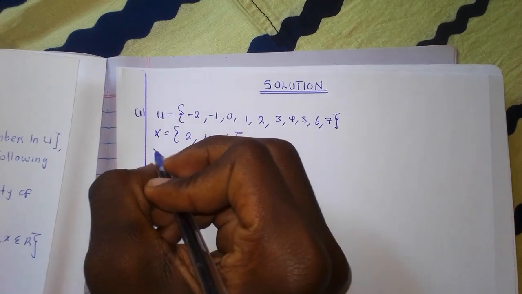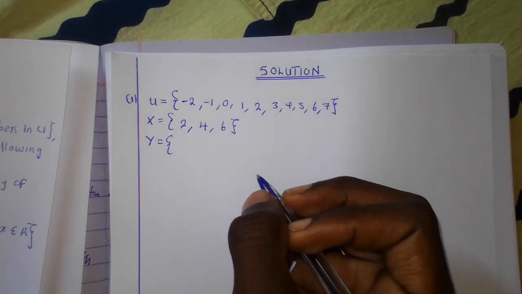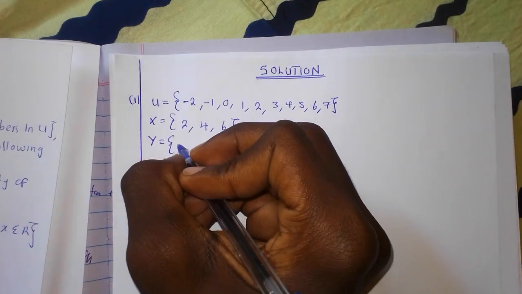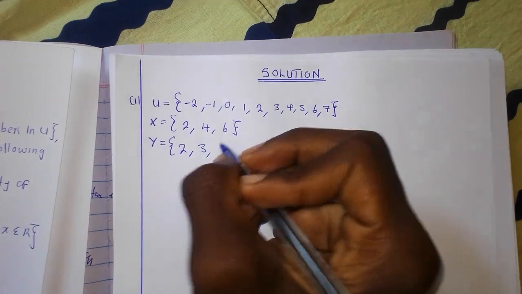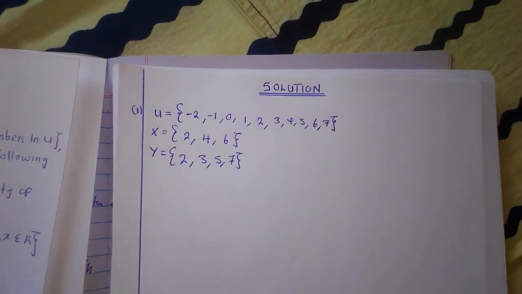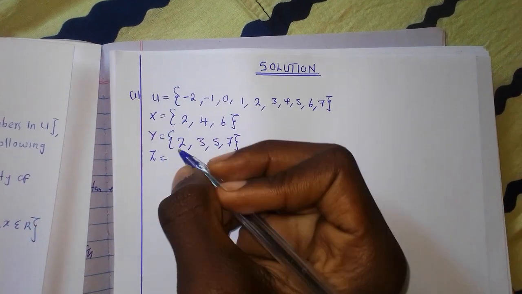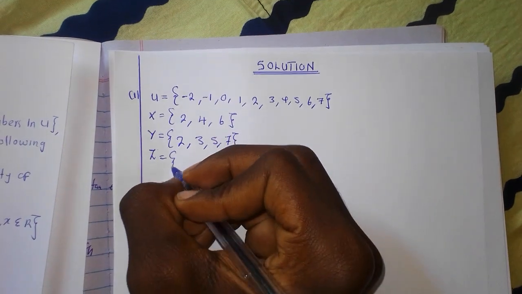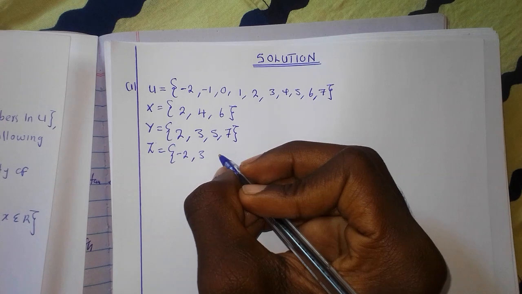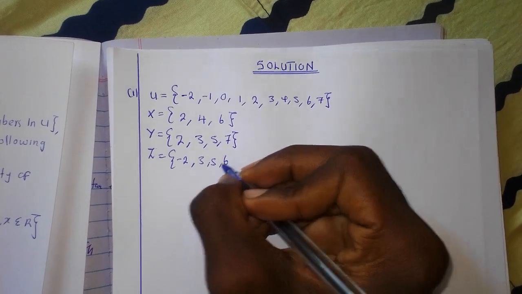Now we have been told also that Y is simply a set of prime numbers in U. Now prime numbers are those numbers that are divisible by 1 and itself. So we only have 2, 3, 5, and 7. These are the prime numbers. Now, we have also been told that Z is some set where we have -2, 3, 5, 6, like this.